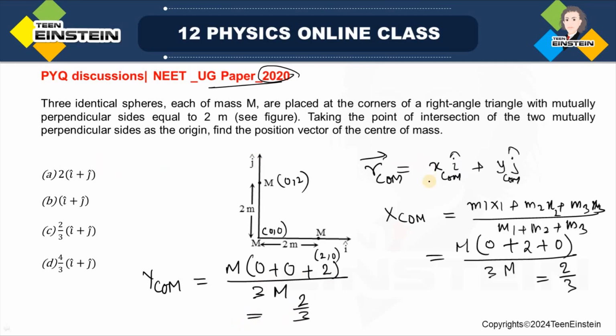So what will be the position vector then? Position vector R COM is equal to 2 by 3, which is common for both, times i cap plus j cap. So option C will be the correct answer for this question.